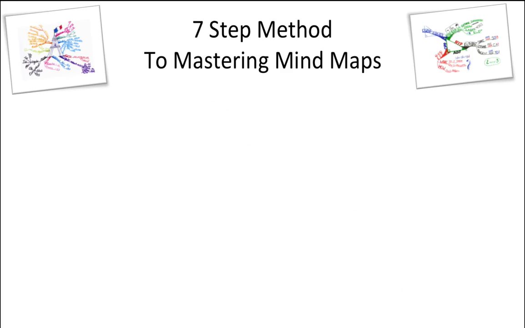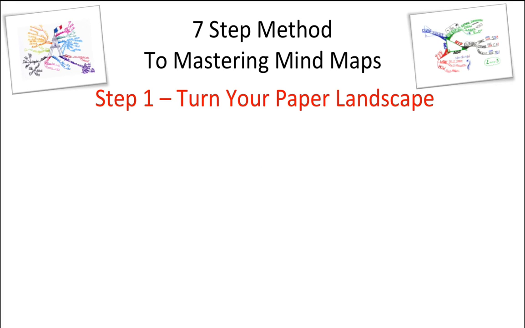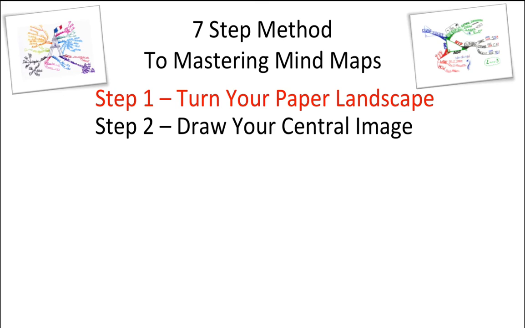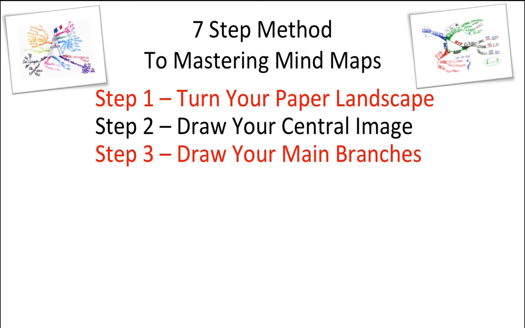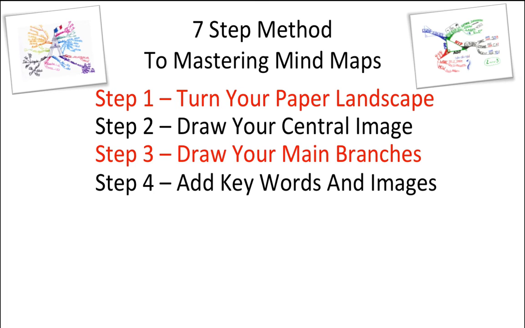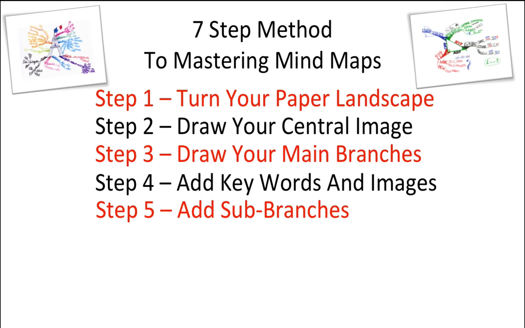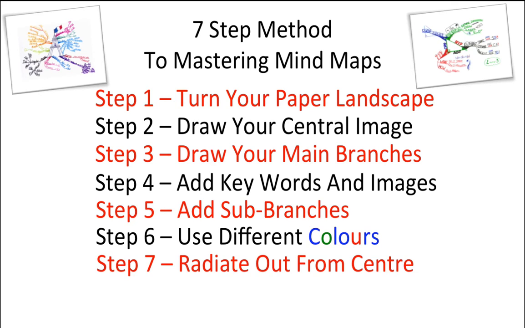And so, in summary, in step 1, you turn your paper landscape. Step 2, draw your central image. Step 3, draw your main branches. Step 4, add keywords and images. Step 5, add sub-branches. Step 6, use different colours. Step 7, you radiate out from the centre.